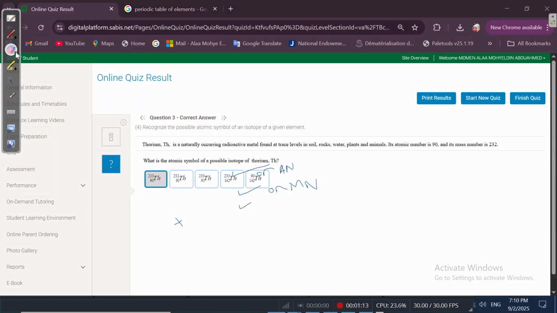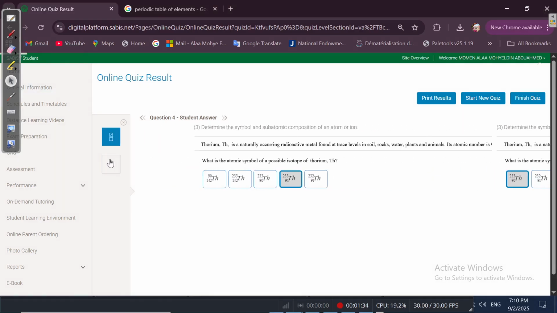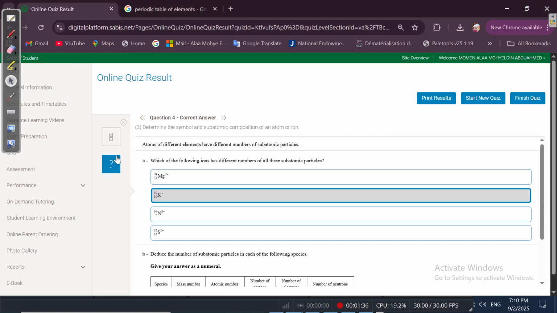Moving on. This is simple, honestly. If you don't know this, there's a problem. There's an element with atomic number 90 and mass number 232. You already know the mass number is at the top and the atomic number at the bottom. I'm not going to explain it. By now you should know.